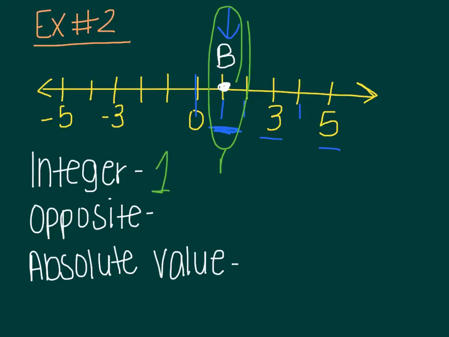The opposite of 1 is -1. Remember, the opposite of a positive is a negative. Now the absolute value is how many places is it from 0. So here's our point, and let's see how many places to get to 0. Only 1 place. So our absolute value is 1.